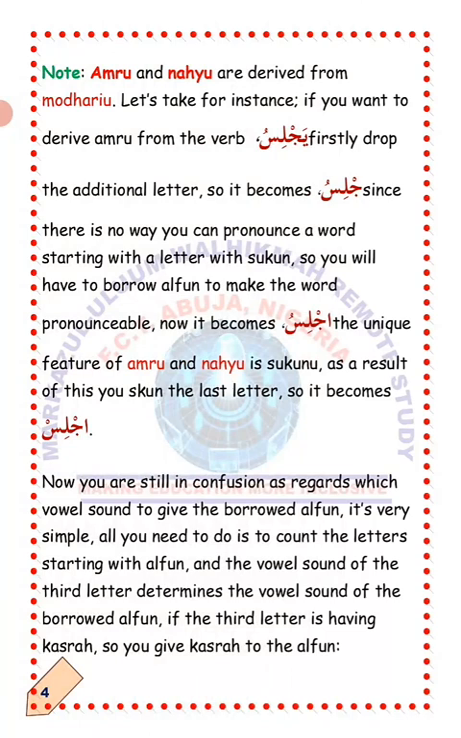So the amr from yajlis is ijlis. So you count your letters, starting with the alif. Alifun is 1, jimun is 2, lamun is 3. And lamun is taking kasra. That means you are going to read your alif with kasra. So the amr from yajlis is ijlis. From yaktub is uktub. From yafta is iftah. La'allaka fahimt? I hope you understand.